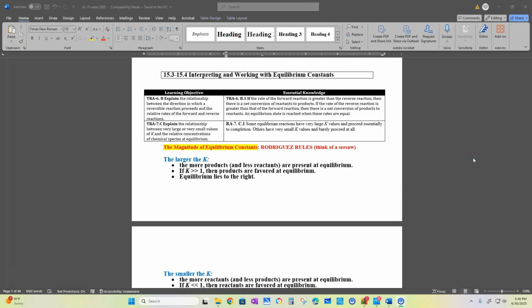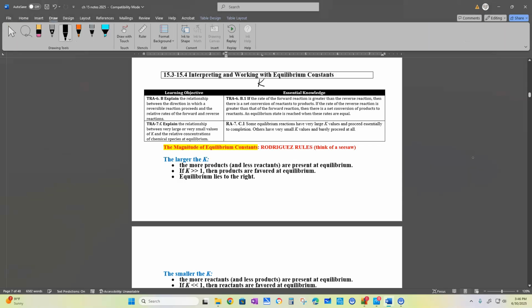All right, AP, let's do this. 15.3 and 4, we're going to interpret and we're going to work with the equilibrium constants. Okay, so take a minute, read the two learning objectives. Basically, the value of K tells us something, and then we're going to actually do some calculations with KC and KP. So let's first look at the value of K.